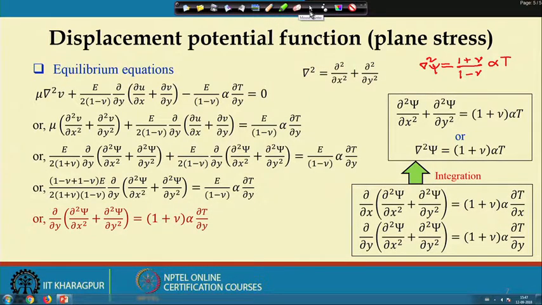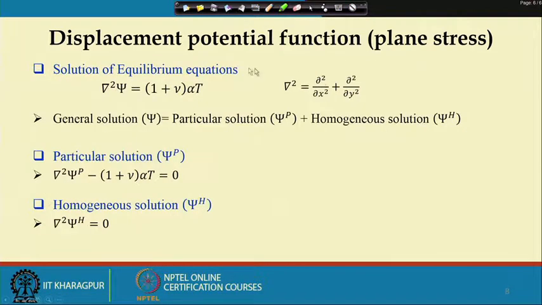Now, once we are done with that, the solution of this differential equation is similar to the earlier case. We can have two parts of the solution, which are the particular solution and the homogeneous solution. The homogeneous solution we know how to do, and then the particular solution also we have to find out. So, this is the basic theory of solution of a partial differential equation.